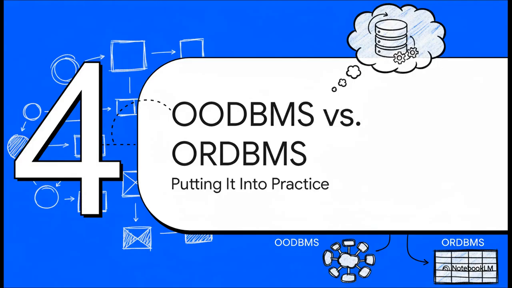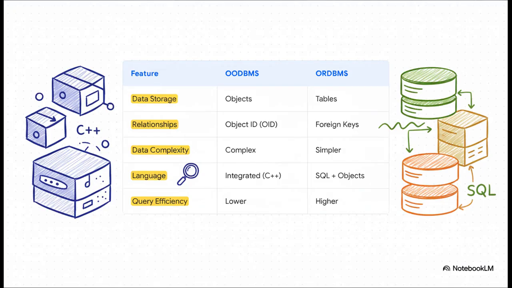Okay, this all sounds great in theory, but how do we actually use this stuff? That brings us to the database systems themselves, and there are really two main ways that these object-oriented ideas show up. This table breaks it down nicely. On one side, you have OODBMS. That's the pure approach. It stores data as objects, it thinks in objects. It's a perfect match for complex apps written in languages like C++.